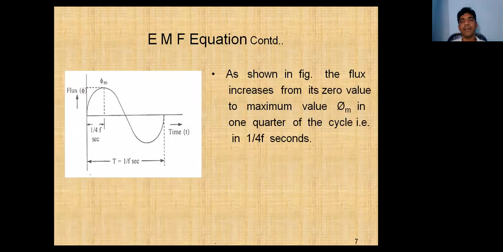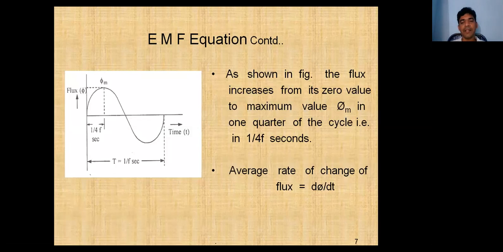As shown in the figure, the flux increases from its zero value to maximum value phi m in 1/4 of the cycle. The total time period is equal to 1 by f, so this quarter is 1/4f. In this quarter time period, flux increases from 0 to phi max.